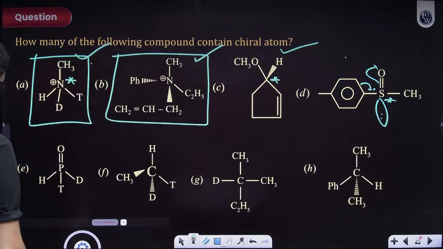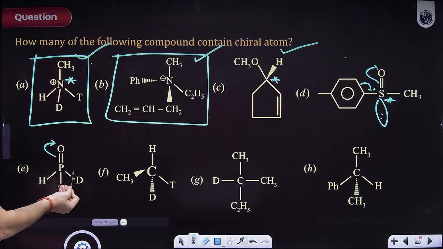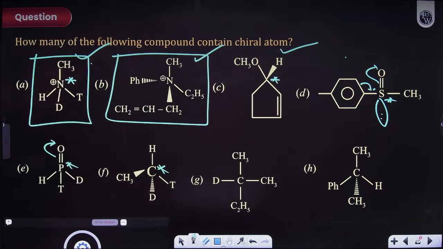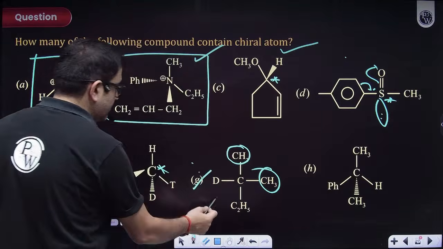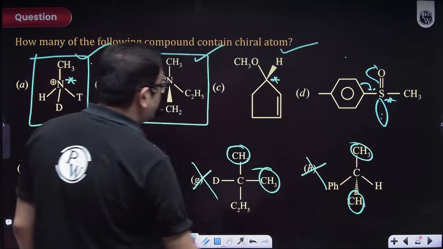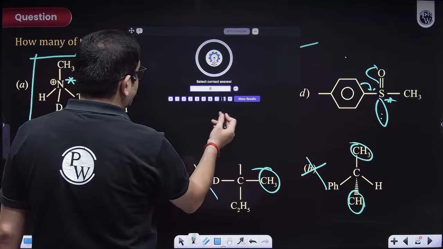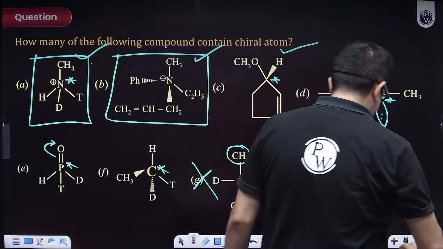Sir, phosphorus can have this, but ultimately nitrogen will have 4 differently substituted bonds. So this is also chiral. This is carbon, sir. Obviously, this is chiral. No, sir, two groups are the same, so I'm sorry. Two groups are the same, sir. So I'm sorry. So how many? 4, 5, 6. 6 are chiral, I mean, having chiral centers. Great, Archana. Awesome, everybody.